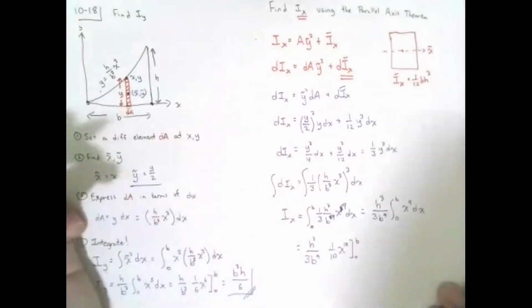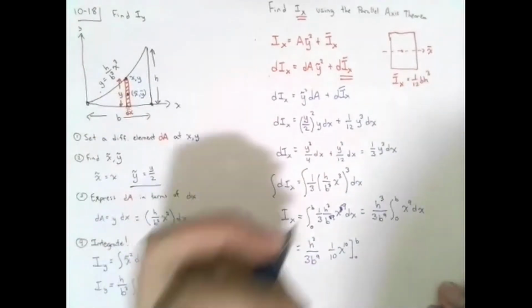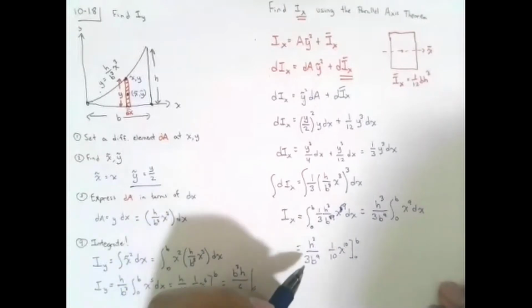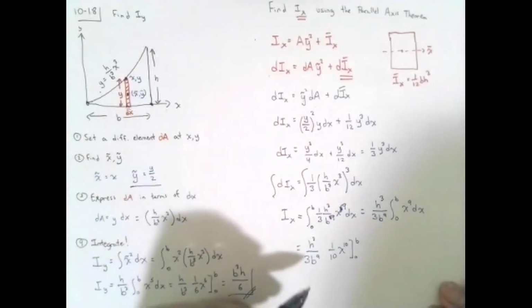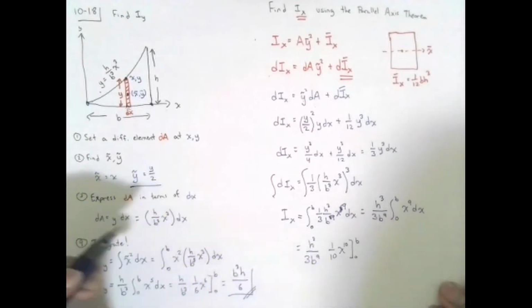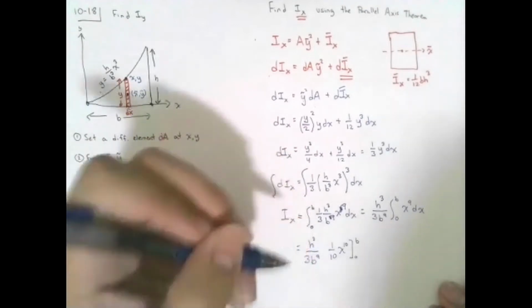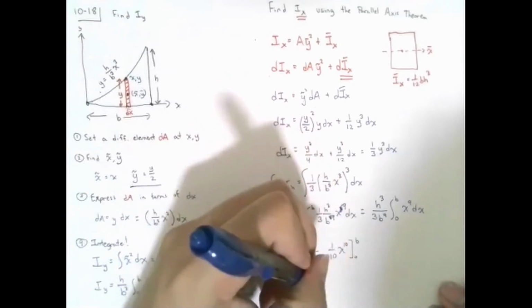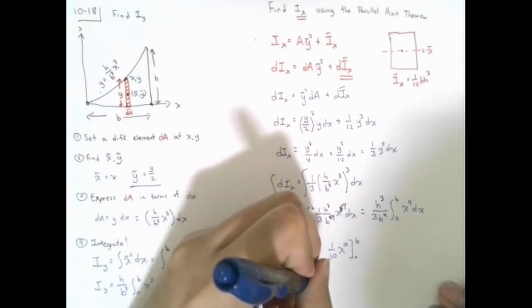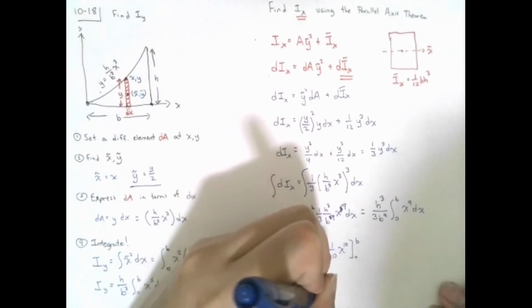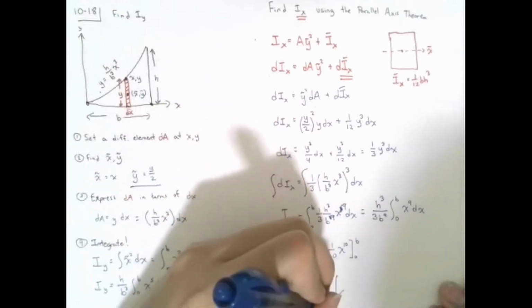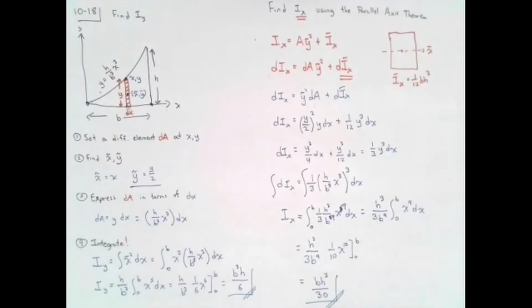So evaluating this integral gives me b to the power of 10 divided by b to the power of 9, that's just b, h cubed divided by 3 times 10, which is just 30. So my final answer should be my base times height cubed divided by 30. And that is the moment of inertia about the x-axis.